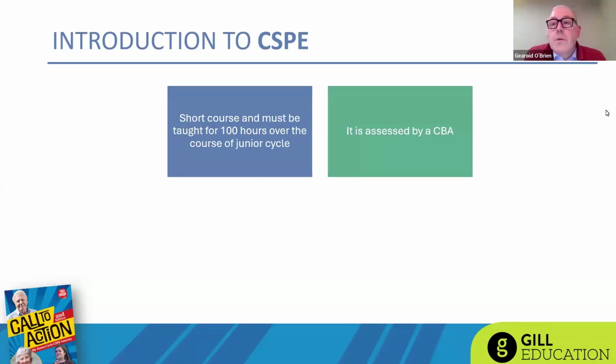There's a slight difference. If you taught CSP a number of years ago, before the current junior cycle, it would have been for 70 hours rather than 100 hours. And it would have been assessed by a terminal exam for the Junior Cert and by an action project. There are elements of similarities between the CBA and the action project, but there are a lot of differences as well, and I want to point those out as we go through it.